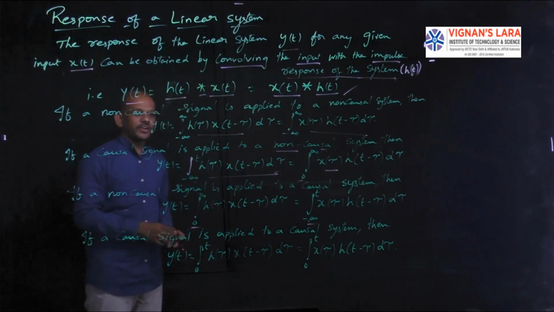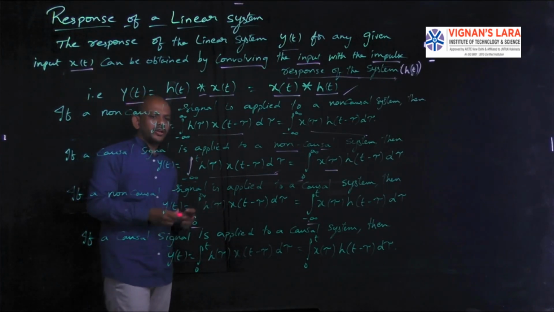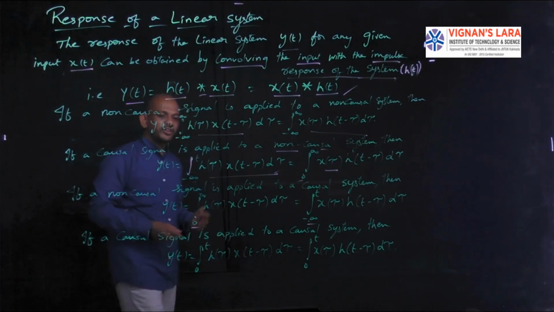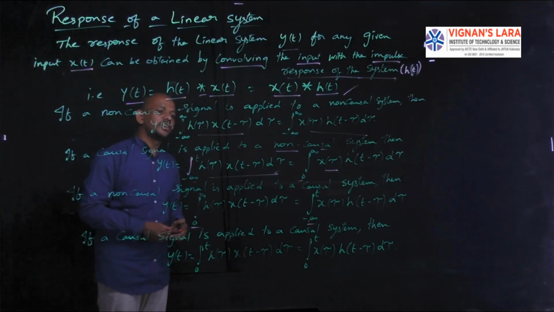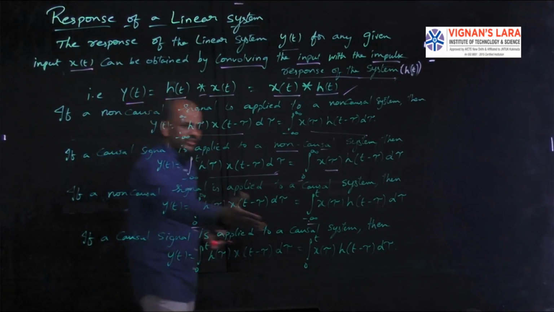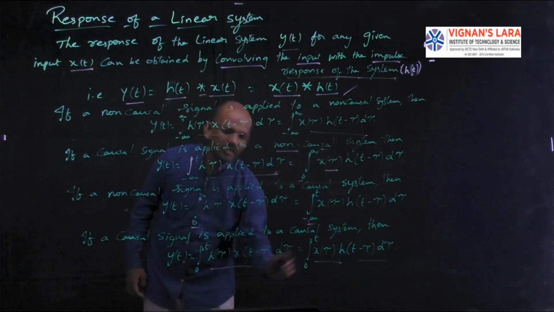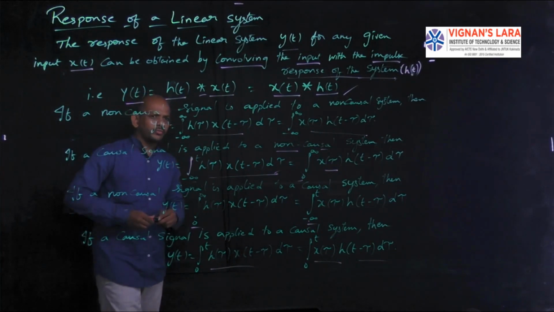And the last one, if a causal signal is applied to a causal system, both are causal, the response y of t equal to integral 0 to t, h of tau, x of t minus tau, d tau. That will be equal to integral 0 to t, x of tau, h of t minus tau, d tau, or h of tau, x of t minus tau, d tau. Whatever it may, both are the same.